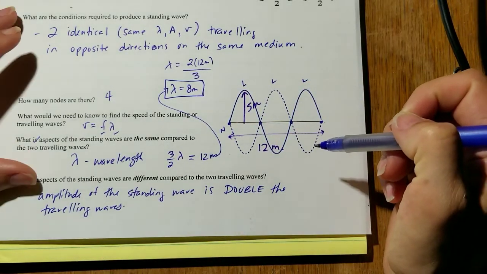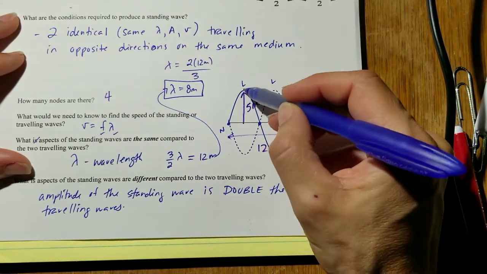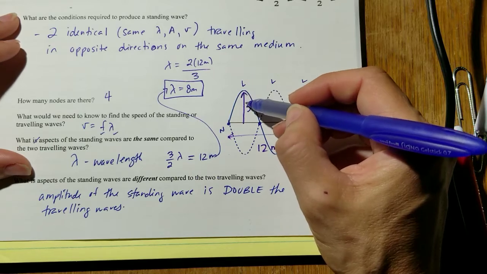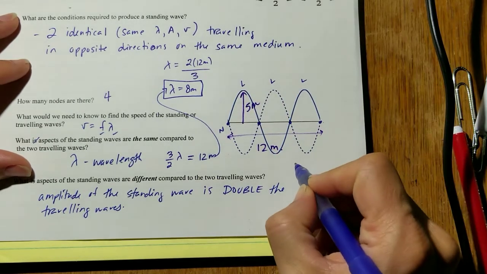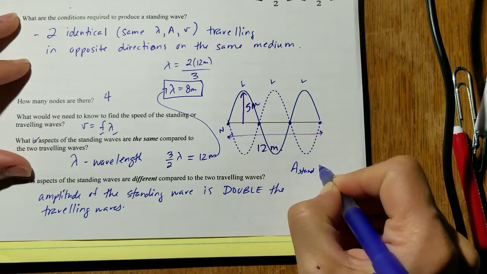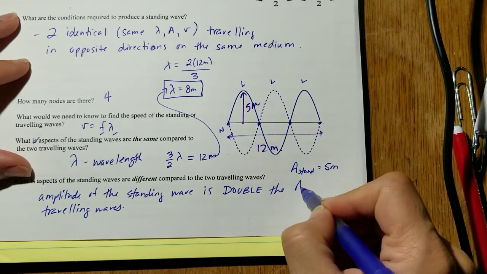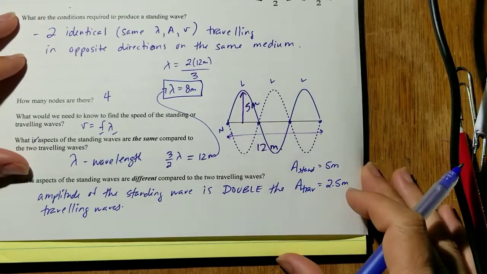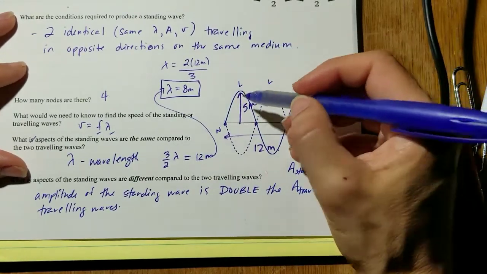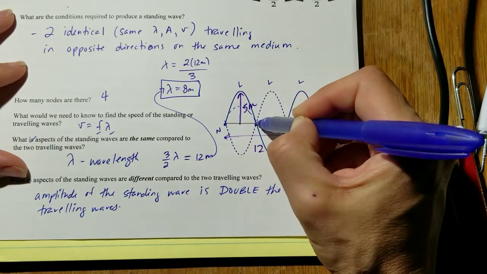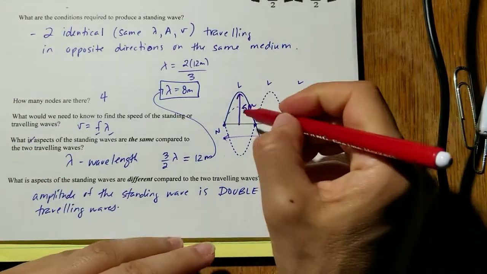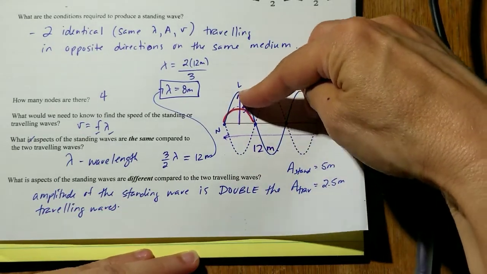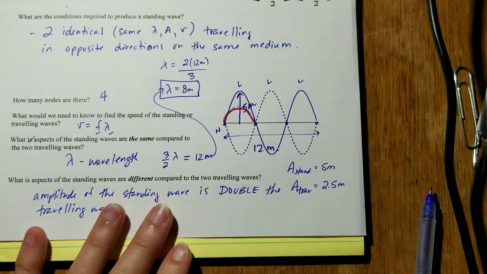So what about the amplitude? Well, just right here from this, we can see that the amplitude of the standing wave is 5 meters. But the amplitude of the traveling wave would be 2.5 meters, because it's half of that. Because essentially at this point, I'd have 2 waves acting here at the same time, and that's producing double. All right?